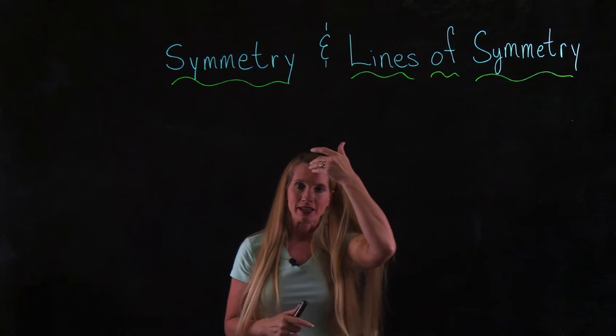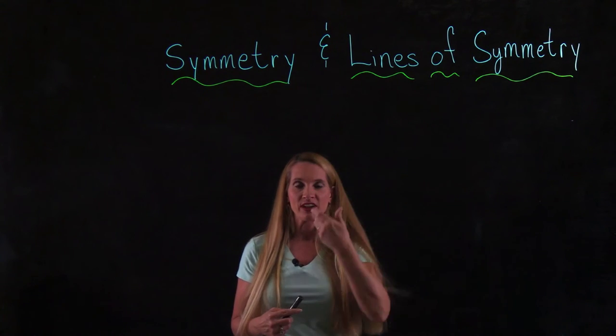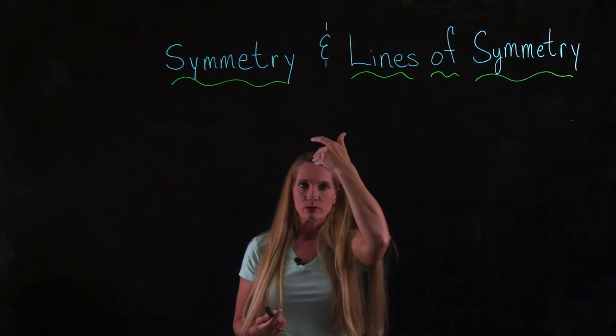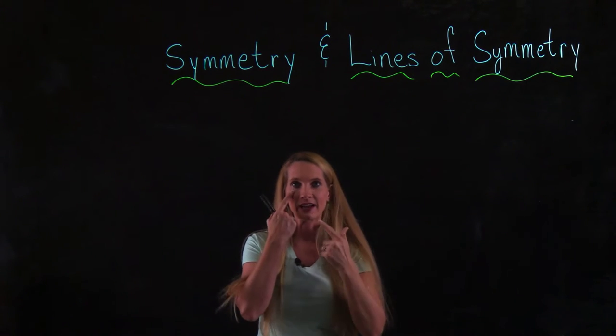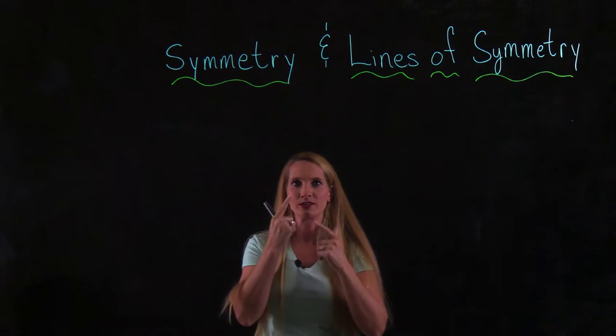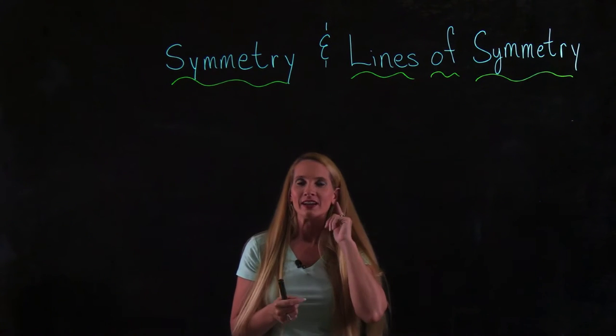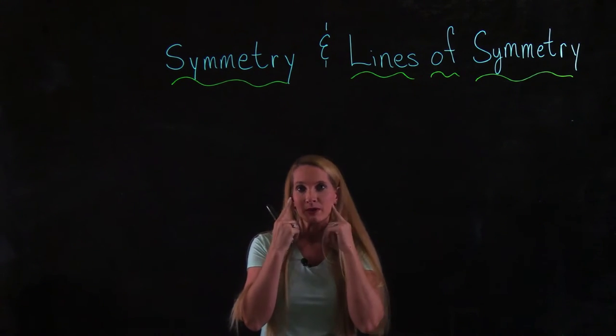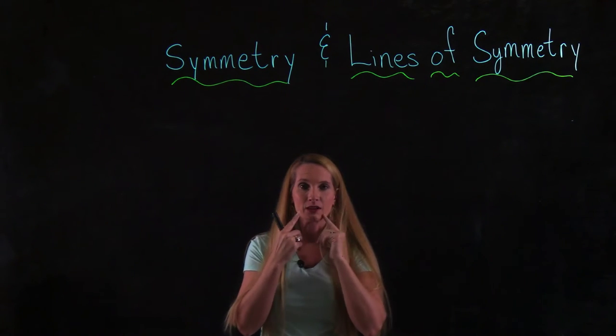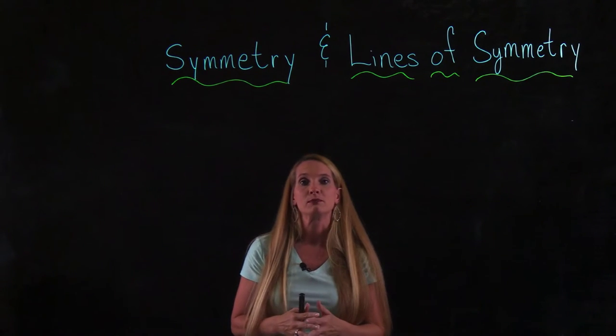So I always tell my kids my face. A lot of times your face is symmetrical. If I was to draw a dotted line down my face, I have an eye on this side, an eye on this side, a nostril on this side, a nostril on this side, an ear on this side, and an ear on this side. It may be a little different just because of maybe freckles or that kind of thing, but if you look at your face, it is symmetrical.